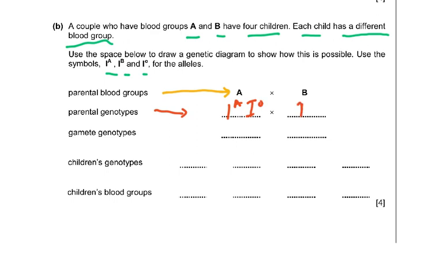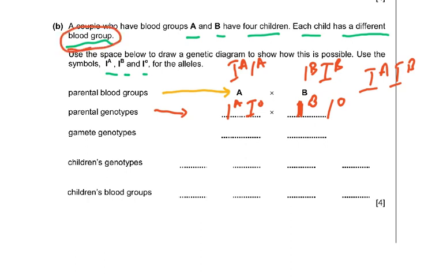And this would be IBIO. You see, if you said IAIA and you said IBIB, then the offsprings could only be IAIB. But they have said that each child has a different blood group. So this was not possible. I've done it for you just to make you understand why that was not right. So this is the only way you can get 4 blood groups is by writing IAIO and IBIO.